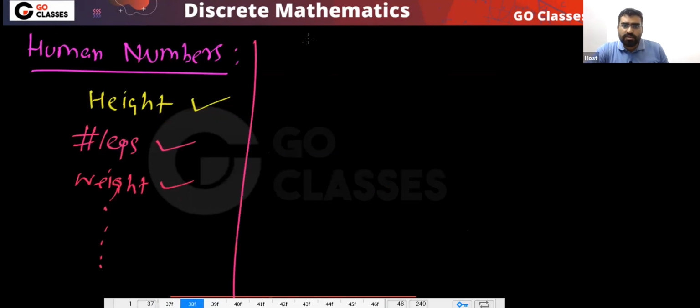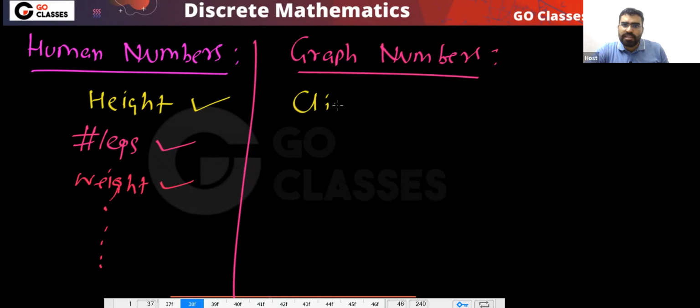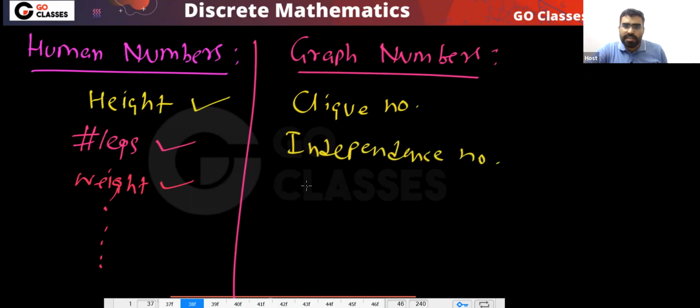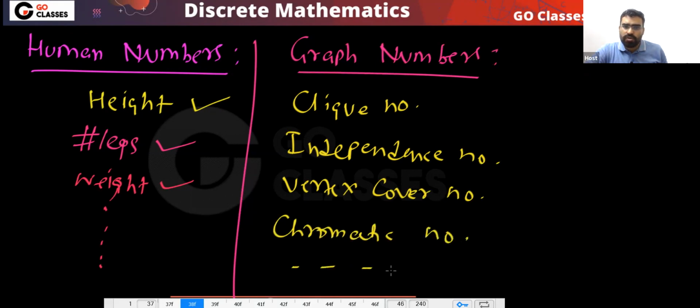Similarly, you have graph numbers. Graph numbers means, for example, something called clique number. What is clique number? What is independence number? This is what you have to study. There are many others, like vertex cover number. What is a vertex cover number? What is a chromatic number? And some more. What is a matching number? Many concepts. These are the numbers that are associated with graphs.